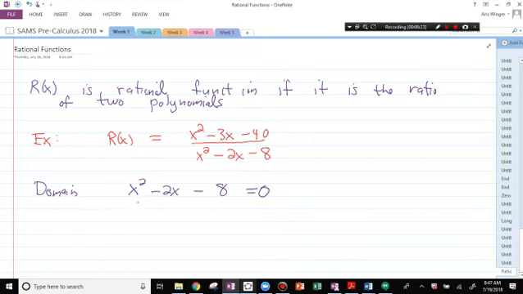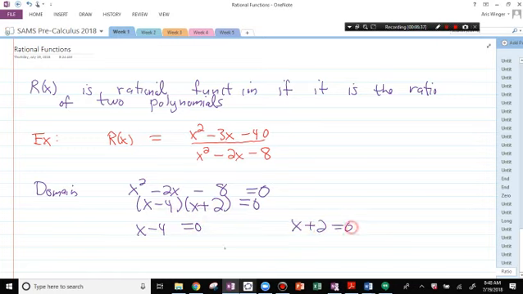Factors of -8 that add up to -2 are -4 and +2. x minus 4 is equal to 0, x plus 2 is equal to 0, so x is 4, and x is -2.